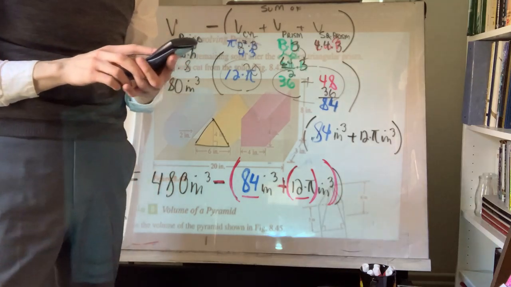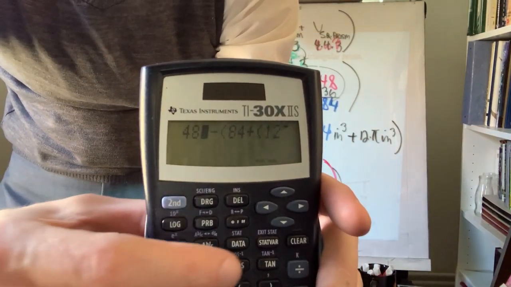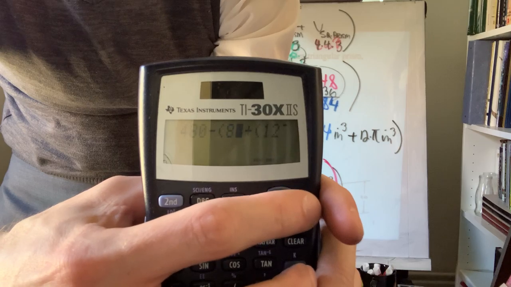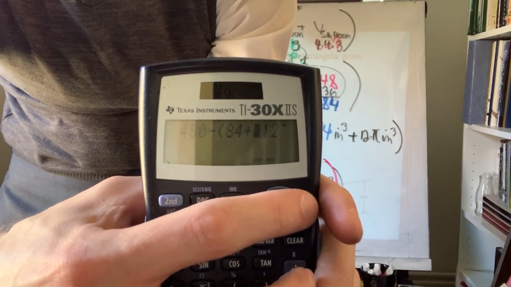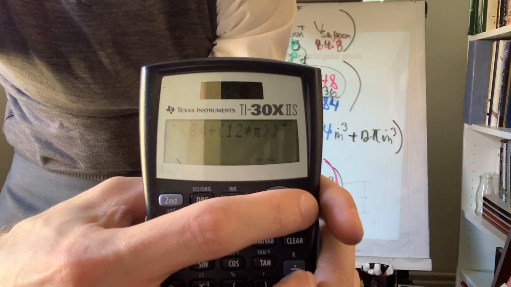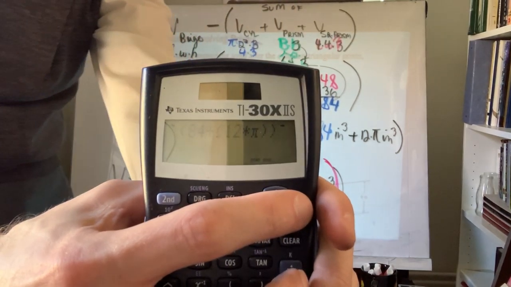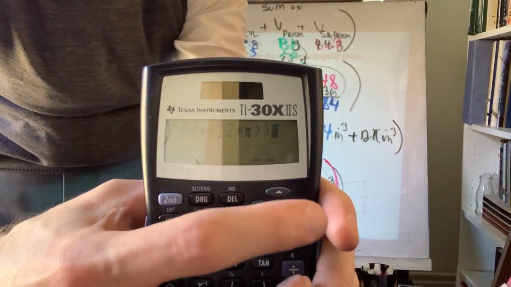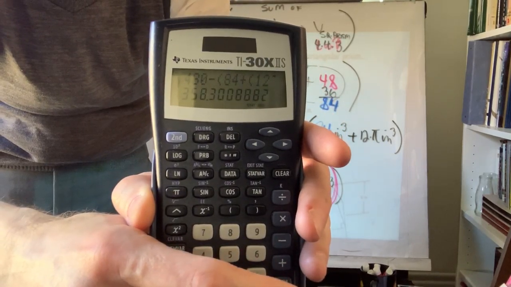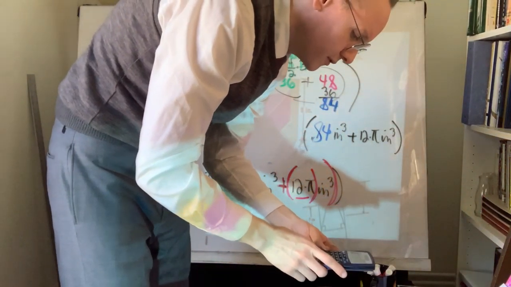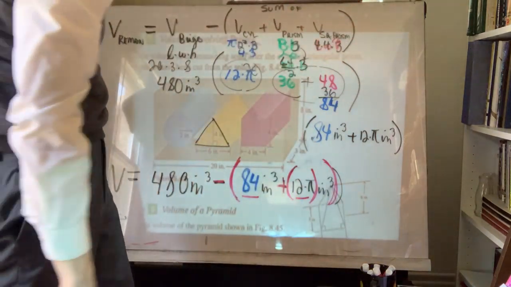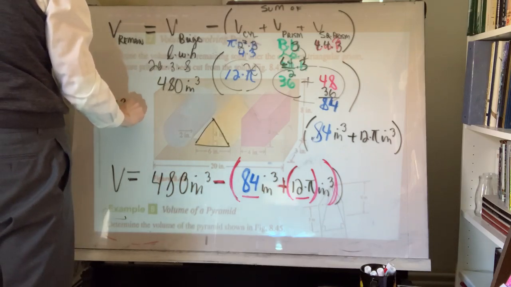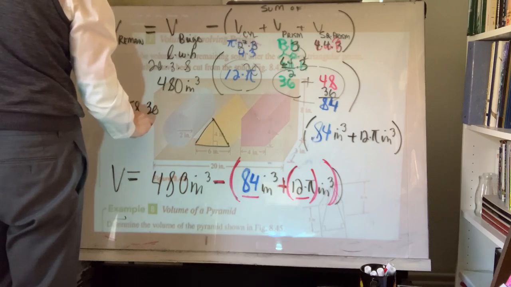So let me just take out one little thing here. 84. Now, if all goes according to plan, I'll show you. 480 is the whole, and then there's the sum. 84 is the two other parts, and the 12 pi here is the circular cylinder part. So, let's see what we get. There's an error again, I will verify. All right, there you go. That looks good. You should get 358.30 inches cubed for the volume that is left over.